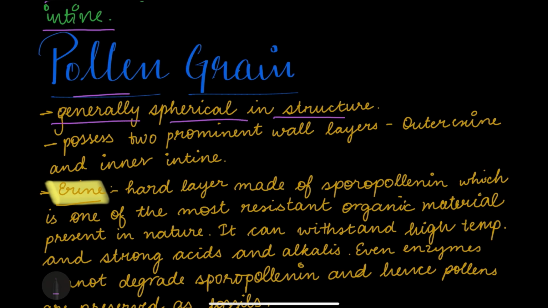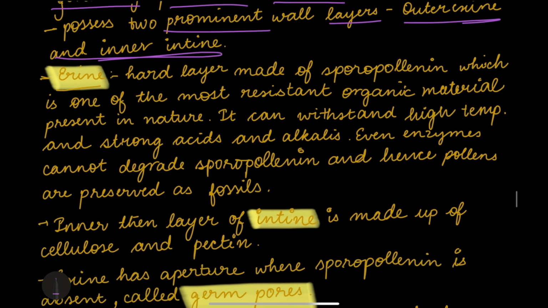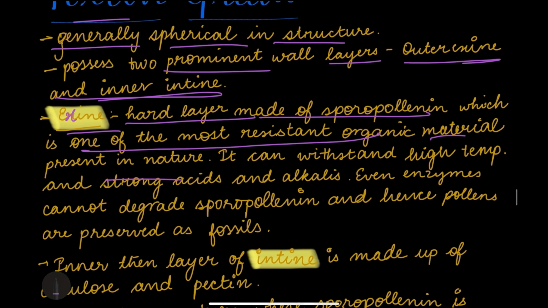Generally, it is spherical in structure, possesses two prominent wall layers, that is the outer exine and the inner intine. Okay, exine is the hard layer made up of sporopollenin, which is one of the most resistant organic material present in nature. It can withstand. Why is the exine made so hard? You'll get to know later on. It consists of sporopollenin, which is the most resistant organic material.